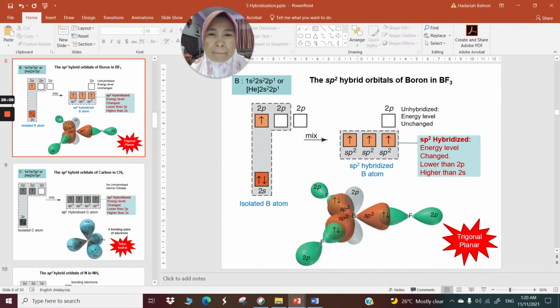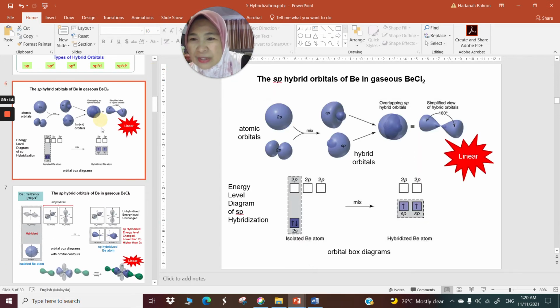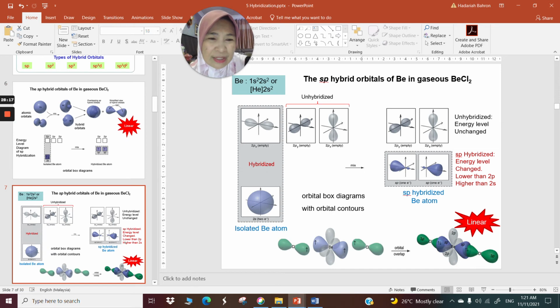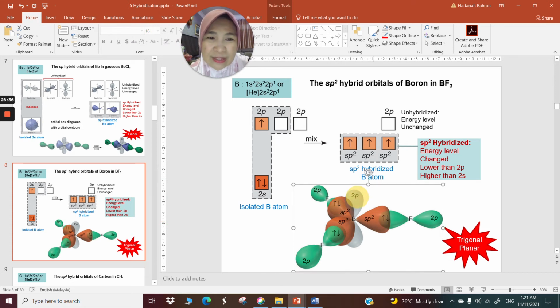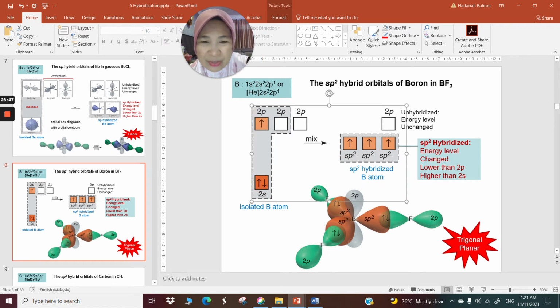So just believe me, if you go through this same procedure, you are going to end up with the drawing of sp2 to be trigonal planar. So you have your sp2, three of them, 1 and 2 and 3, and then you have your unhybridized 2p. Yeah, this is your unhybridized 2p, and each one of these sp2 are going to accommodate one each of these electrons of boron.